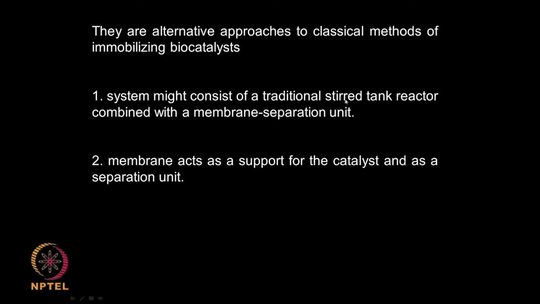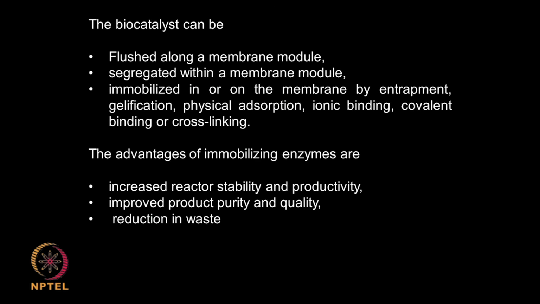Systems may consist of a traditional stirred tank reactor with a membrane separation unit. The membrane acts as a support for the catalyst. Sometimes the catalyst can be impregnated or supported on the membrane. For example, the catalyst can be flushed along with the membrane, or segregated within a membrane. It can be immobilized in or on the membrane by entrapment, gelification, physical adsorption, ionic bonding, or covalent bonding. So, the catalyst remains on the membrane, and the product or the metabolites can be filtered out and collected on the other side, that is the filtrate. The retentate can be on the upstream side all the time.